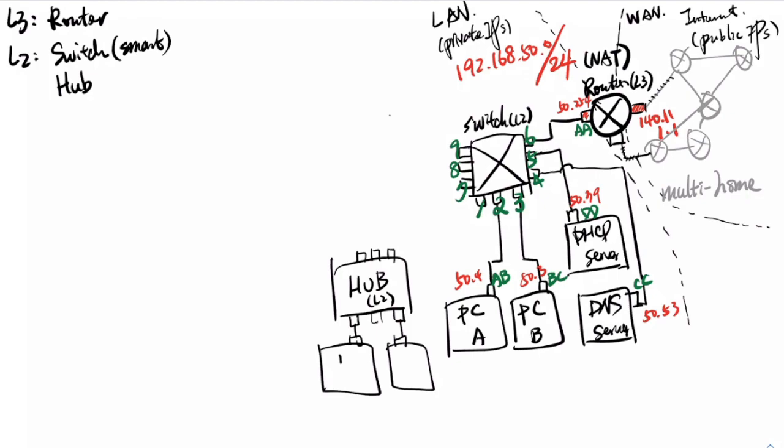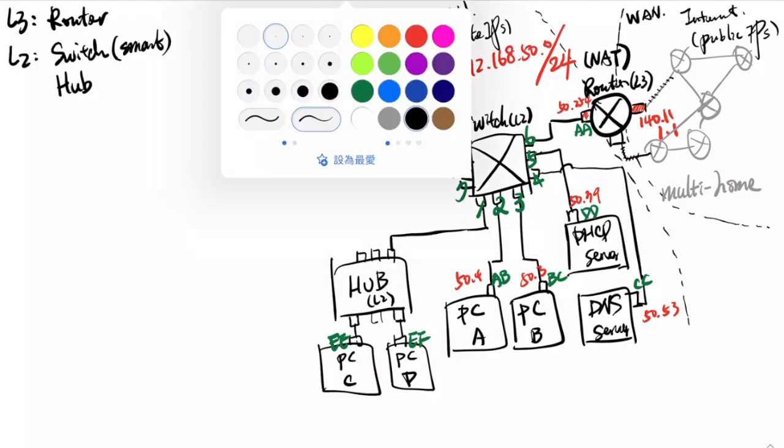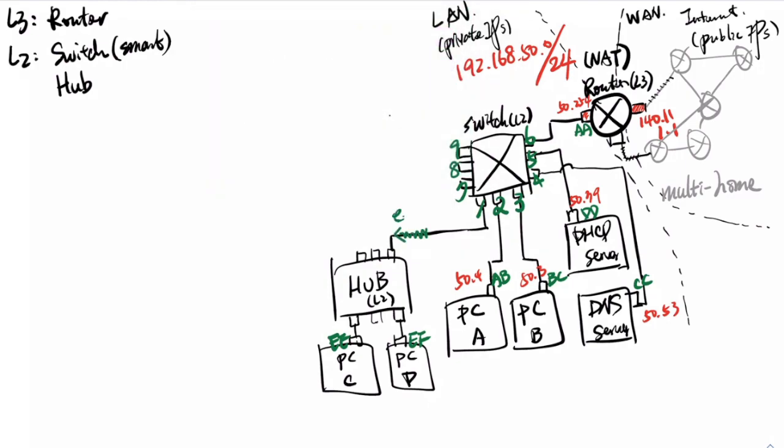That is PCD. Let's simply write some interface card number right here, EF, and we connect this hub to this port. The difference between a smart switch and a hub is that if an Ethernet signal has reached the hub, the hub will directly broadcast this signal to all the other ports.